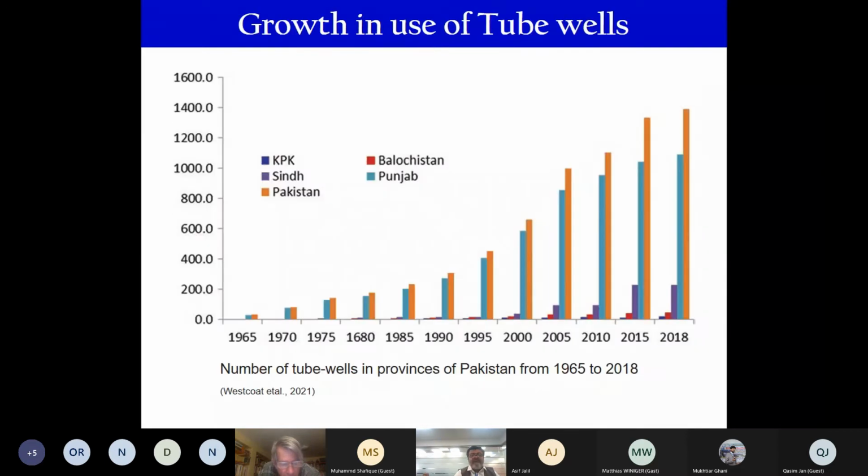Growth in the use of tube wells: you can see around 1,200 tube wells used for groundwater pumping. Maximum pumping is done in Punjab, then second in Sindh, and then Balochistan and KPK.